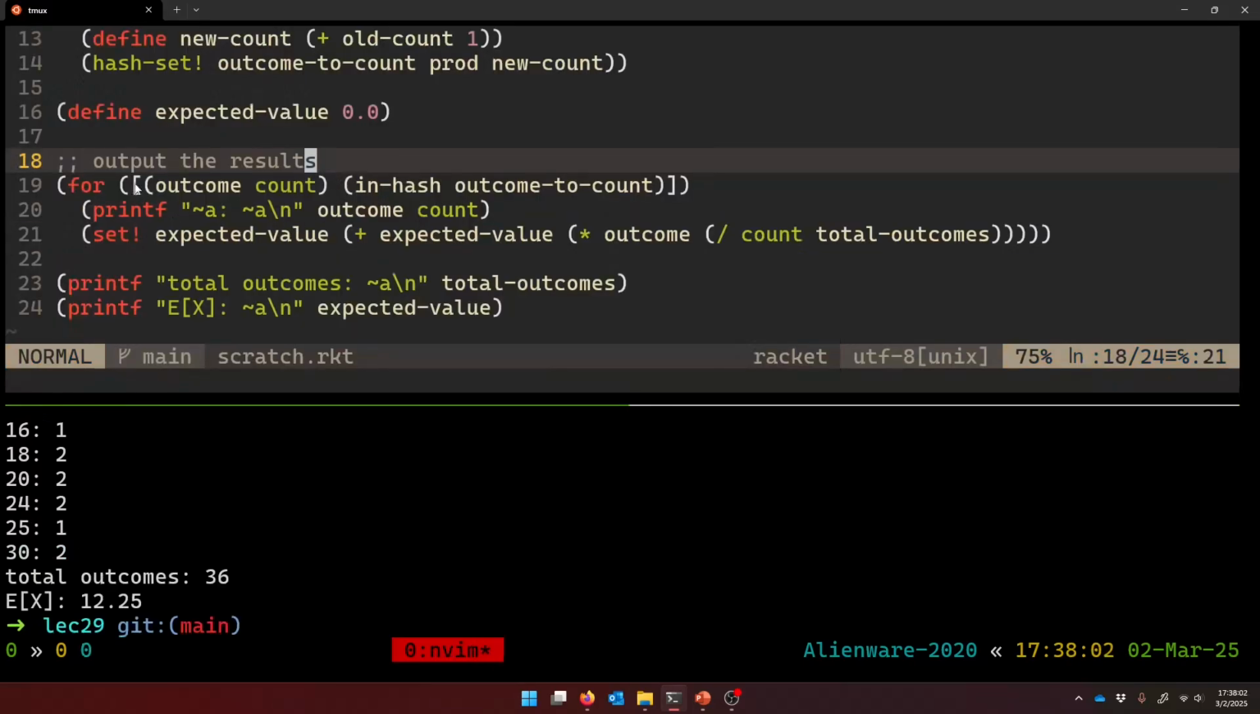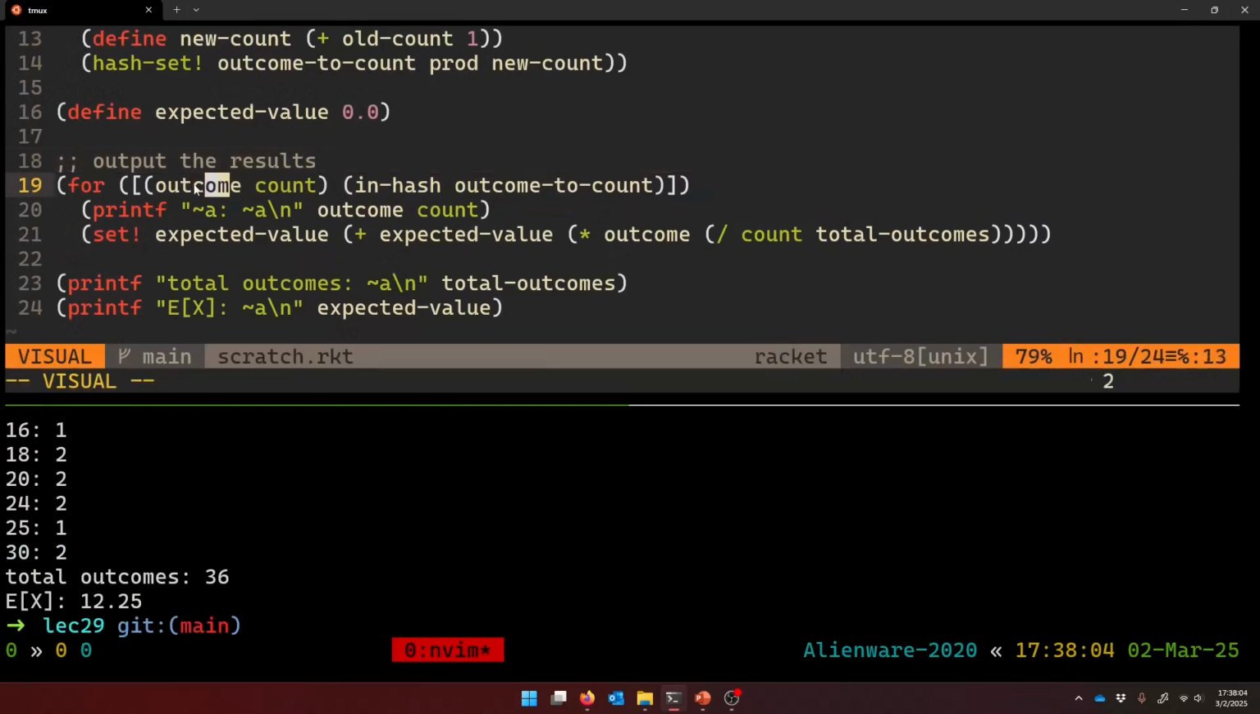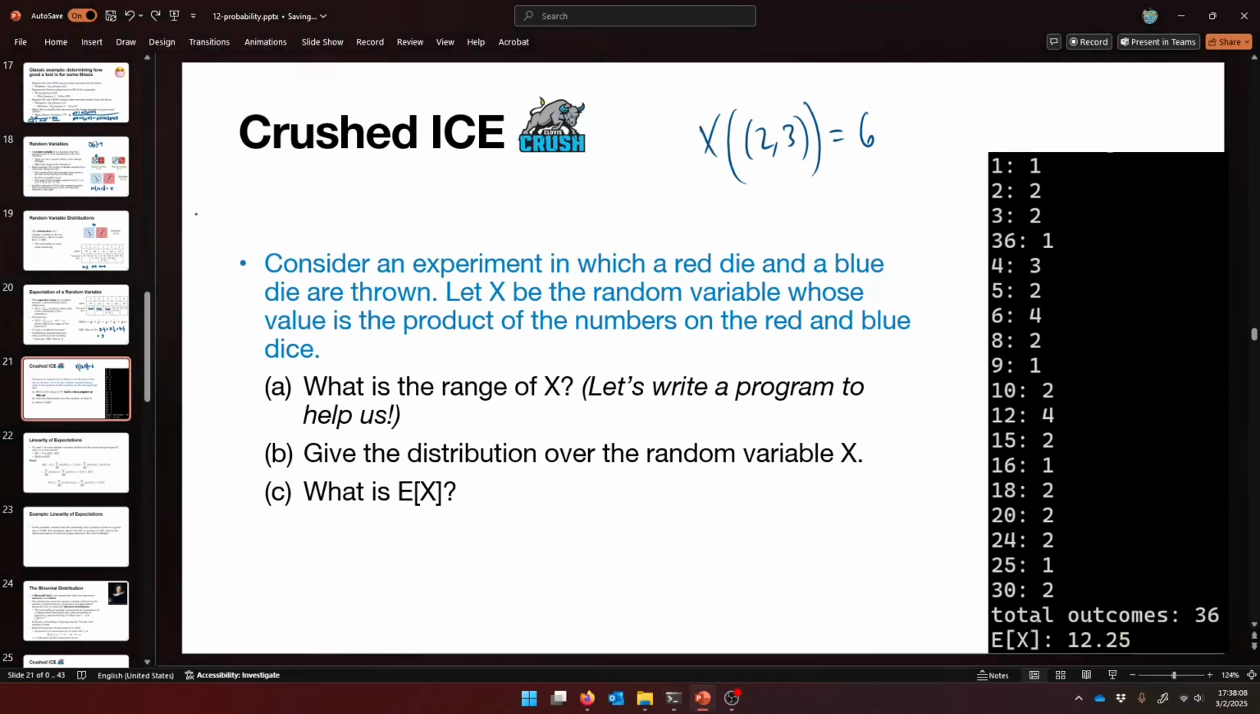Here I am just printing. I'm looping through the hash table, calling the first thing outcome, the second thing count, and I'm printing those out. So here is that. Here's the range, right? This is the range. These are all the different values that the random variable could take on. See that there's some numbers skipped, right? It's 1 through 36, but some of these numbers are skipped because of multiplication. So that's how you can calculate the range. And then this would be the distribution right here.